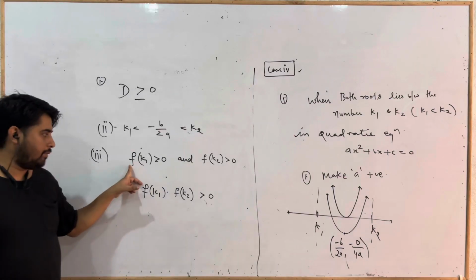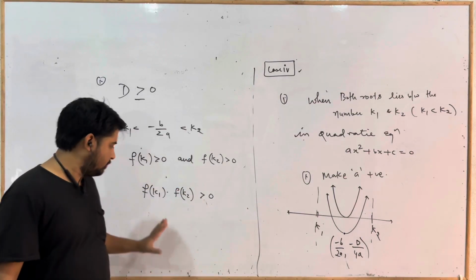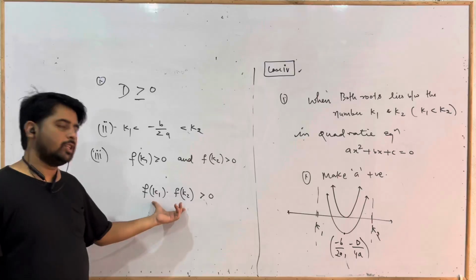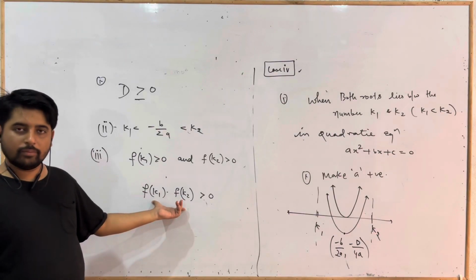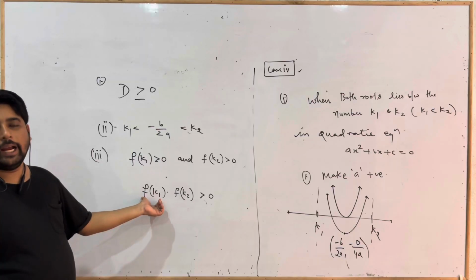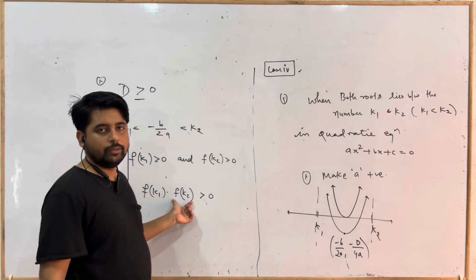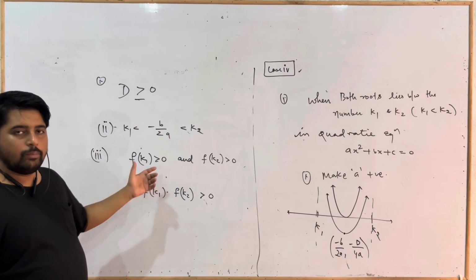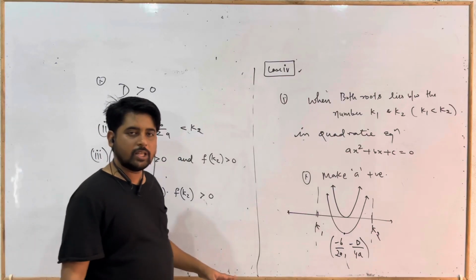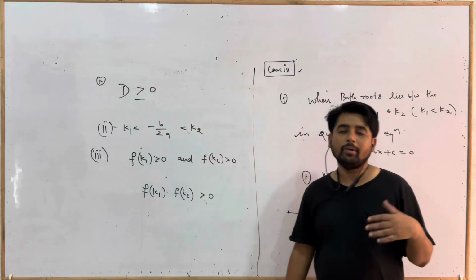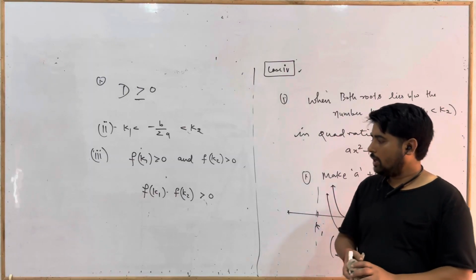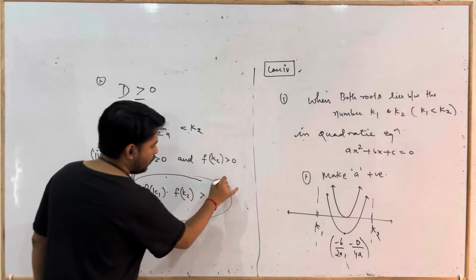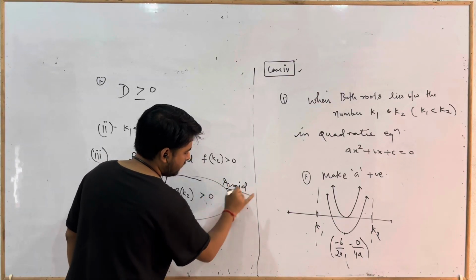So look at it. If f(k1) is greater than 0 and f(k2) is greater than 0, obviously f(k1) into f(k2) is greater than 0. No issue. But if I am writing this one, what am I doing wrong? If f(k1) is negative and f(k2) is negative, still the product is positive. That means this case is followed, but at the same time f(k1) less than 0 and f(k2) less than 0 can also be followed. That means if I write this one, I am writing the extra cases. Okay, so I will avoid this one. Avoid this, right?